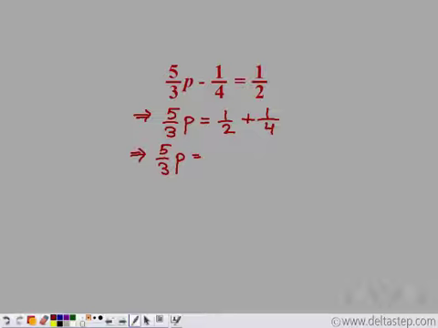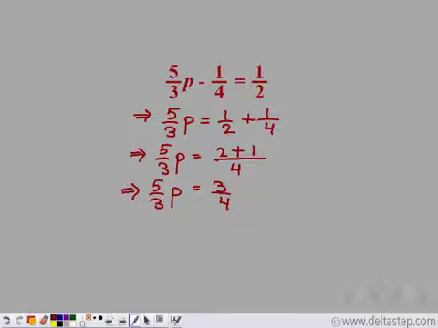So we take the LCM of the denominators. LCM of 2 and 4 is 4. 2 into 2 gives us 4. So we'll have 1 into 2, that is 2 here. And since we have the same thing, 4 and 4, we write 1 here. So we get 5 by 3p is equal to 3 by 4.